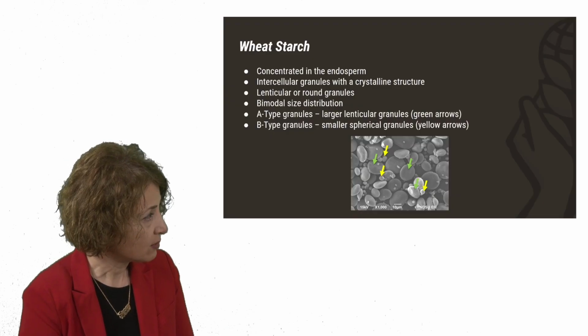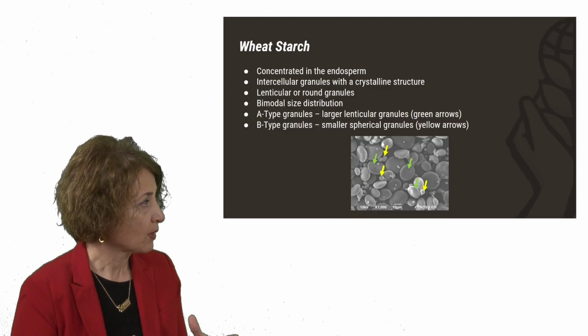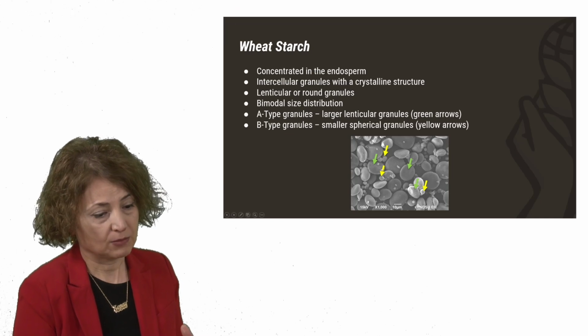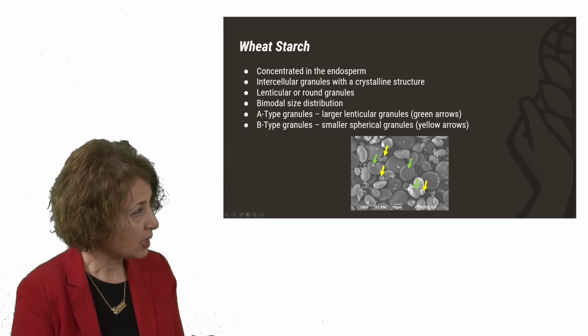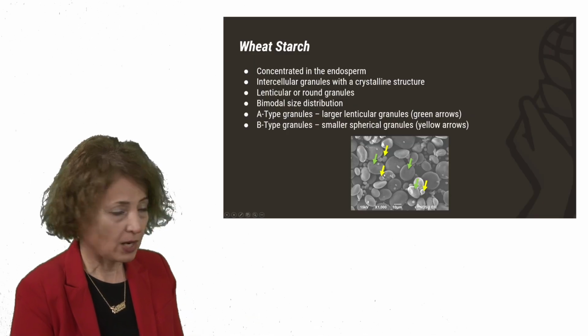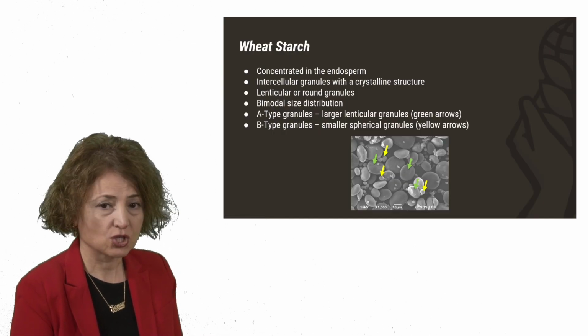And for wheat starch, we know that we have a bimodal size distribution. The A-type granules are larger and lenticular in shape, and you can see them in the figure in green. They are big. And then the smaller ones are marked with yellow arrows, and these are the B-type starch granules, and they have a spherical shape, but the bigger ones have a lenticular shape.